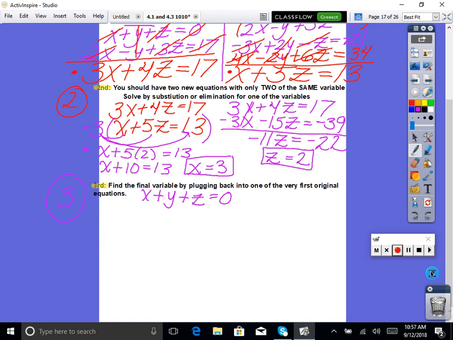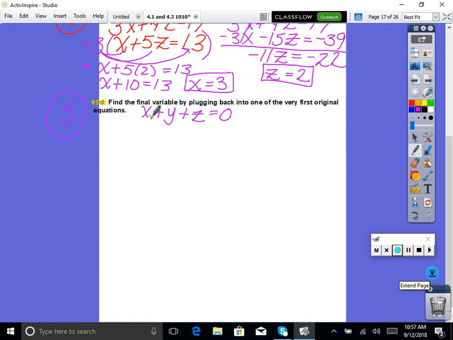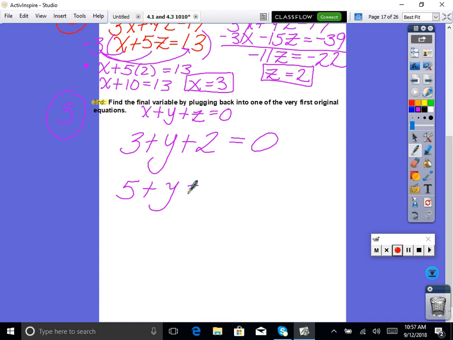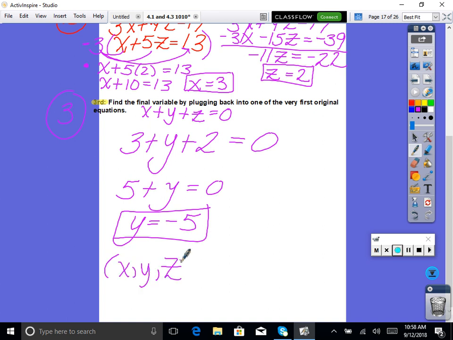Now we know two variables, so let's plug those in. My x is 3 plus y, we don't know y, plus z is 2 equals 0. Correct, everyone? So 5 plus y equals 0. So y equals negative 5. All right, so our final answer we write as an x, y, z point. My x was 3. My y was negative 5. And my z was 2. And we're done.